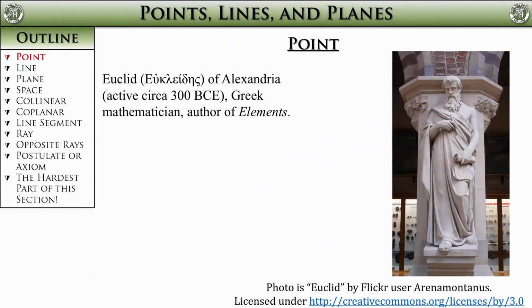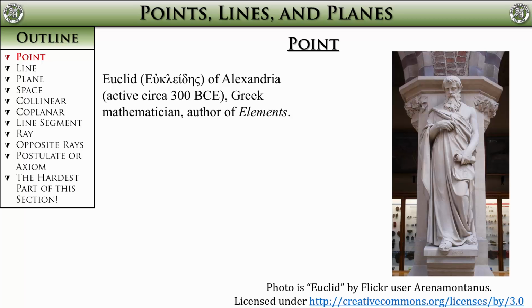Now, the study of geometry mostly dates back to this guy, Euclid, who wrote a series of books called Elements, which laid out a lot of the stuff that we will be doing in this course. Elements was used as a math textbook for over 2,000 years, well into the late 1800s. Think about that. That's a long time to have a textbook. This geometry stuff has been around a while.